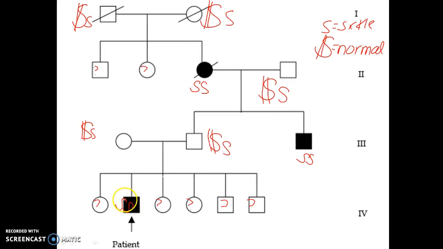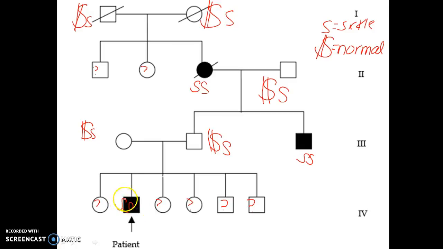The patient is right here. The patient, his uncle over here, and his grandmother all have lowercase s as their genotype because they have sickle cell anemia. It is a recessive trait, as you read in the article. With that information, you can kind of figure out a few other individuals. Unfortunately, not everyone can be solved here.